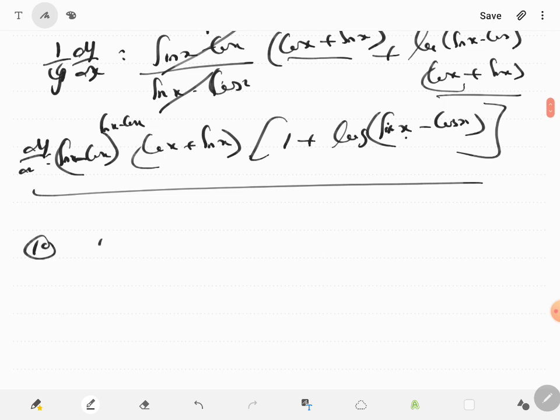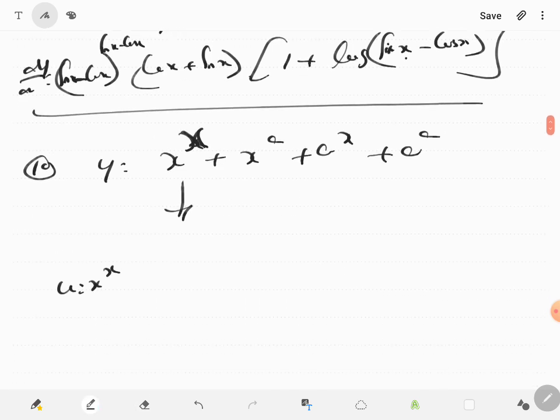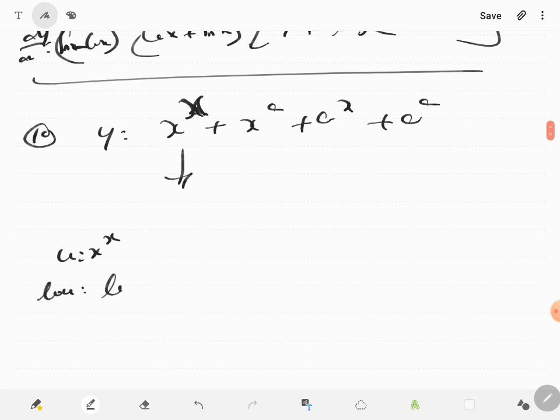10th question. If y is equal to x to the power x plus x to the power a plus a to the power x plus a to the power a. This is the x to the power x format. I can't apply log on both sides possibly because there are some more terms with additions. When you have this, then you have to take it as a separate sum. Consider u is equal to x to the power x. Apply log on both sides. Log u is equal to log of x to the power x. So this one comes forward. Log u is equal to x log x.